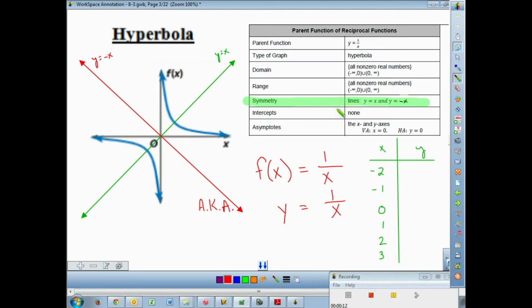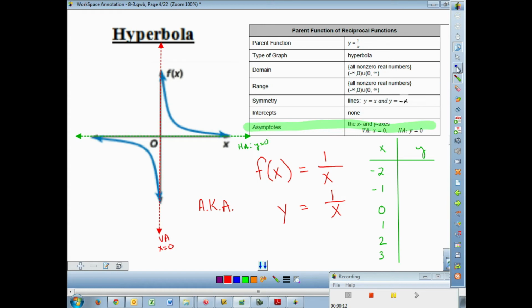Symmetry involved with it. Intercepts. Where does this thing cross the x-axis and y-axis? It won't. Why not? Because you can't let this thing be 0 in the first place. Those are what's called asymptotes right here. And that's why I gave you a straight edge, because we're going to draw all these asymptotes in.